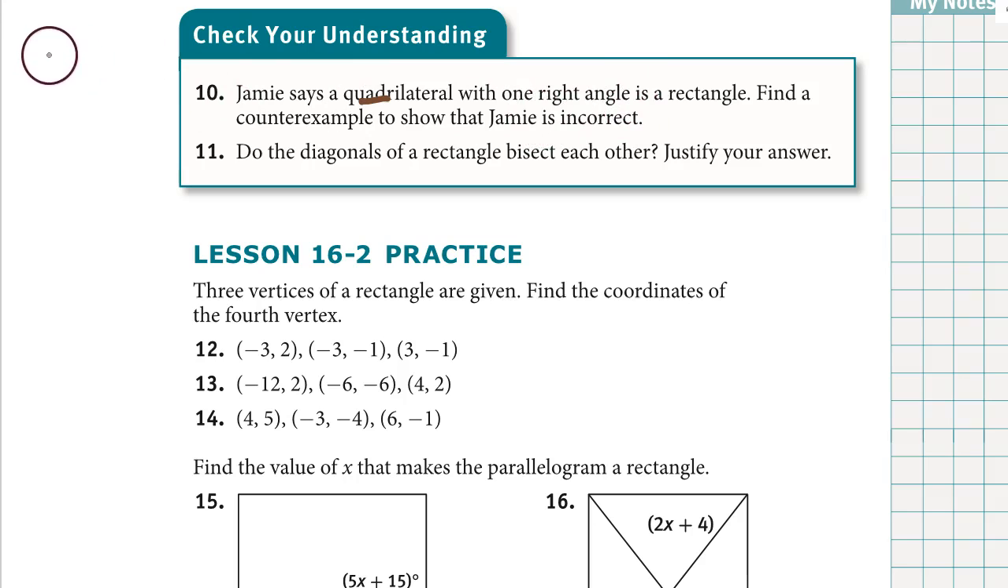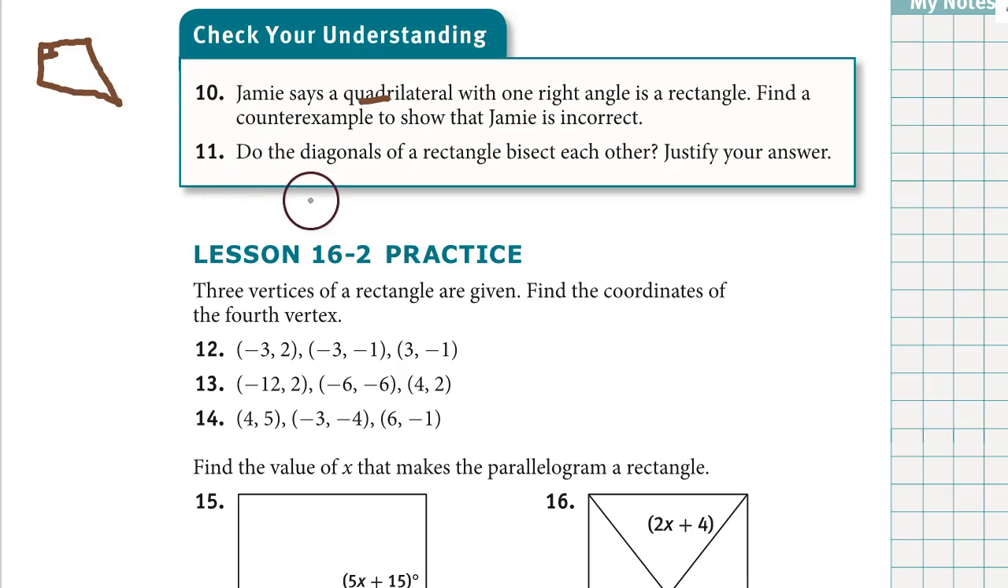So let's draw a quadrilateral. We're going to draw something with 4 sides, and let's give it one right angle. So here are 2 sides, and they connect, and they form a nice 90-degree corner right there. Now let's finish a quadrilateral, but when we get all done, make it not be a rectangle. If we do that, then this quadrilateral is a counterexample. It's a picture that shows that Jamie's argument is incorrect. So something like this kite shape here would be a counterexample for number 10.